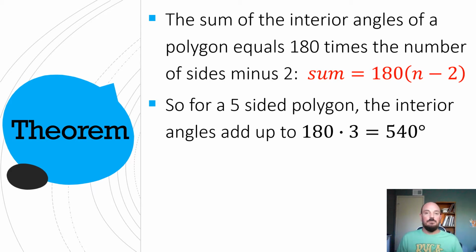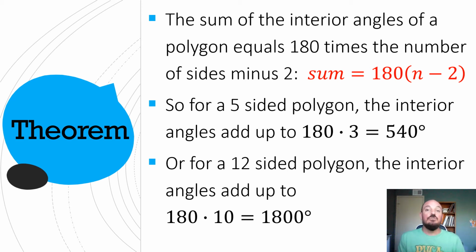So for example, let's say we had a 5-sided polygon like the one in the last slide, the one I just showed you with all the colored angles on it. If I wanted to figure out what those 5 different interior angles add up to, I would do 180 times (5 minus 2). Now 5 minus 2 is 3, so I do 180 times 3, it's 540. So in a 5-sided polygon, the 5 angles will always add up to 540 degrees.